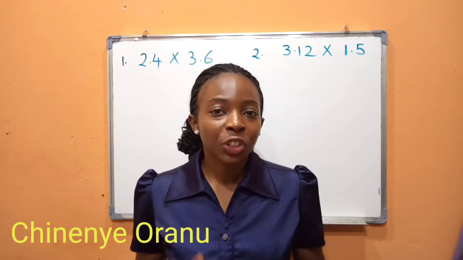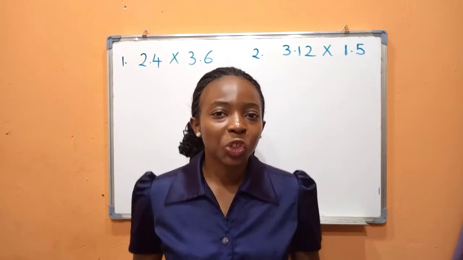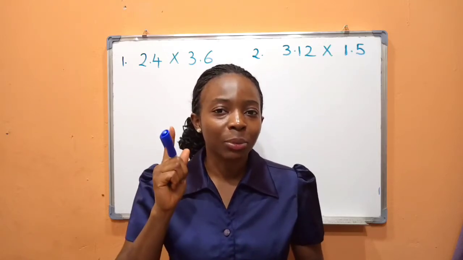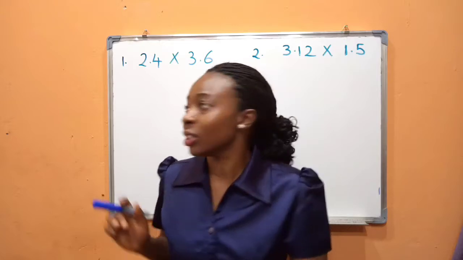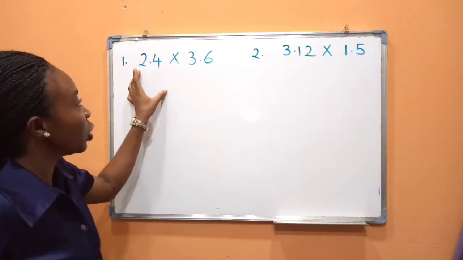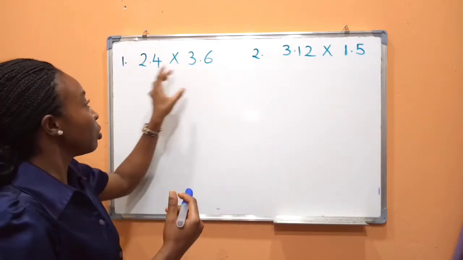Solving multiplication of decimals, what you have to do is to ignore the points. That's the first step. It's actually easy. So let's take the first example. In this case, we have 2.4 times 3.6.